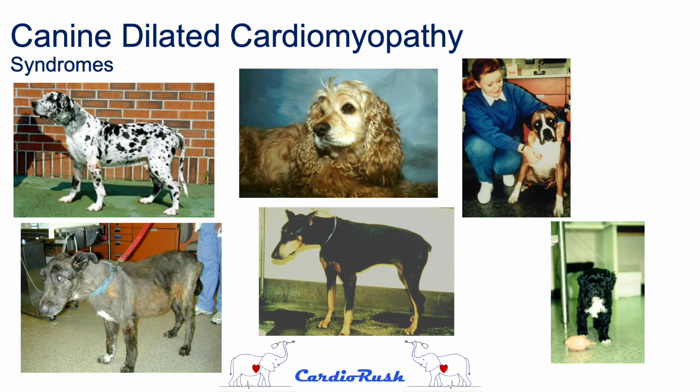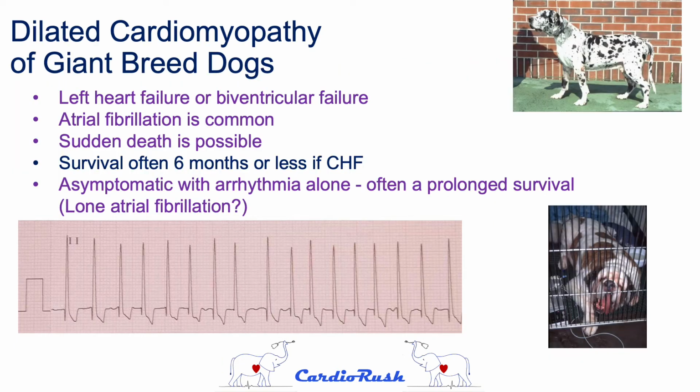There's a variety of different syndromes that can be seen in dogs with dilated cardiomyopathy. We'll talk about a handful of those. So if we consider Great Danes and other large breed dogs, we may see left-sided heart failure or biventricular heart failure. Atrial fibrillation, as is seen in this ECG, is commonly found. Sudden death is possible in these dogs, and survival is often 6 months or less if they have congestive heart failure. However, some giant breed dogs will have atrial fibrillation without any overt changes on the echocardiogram.